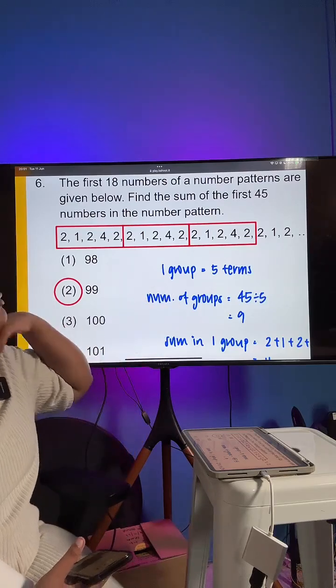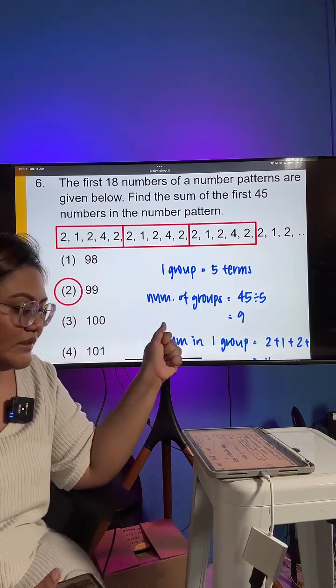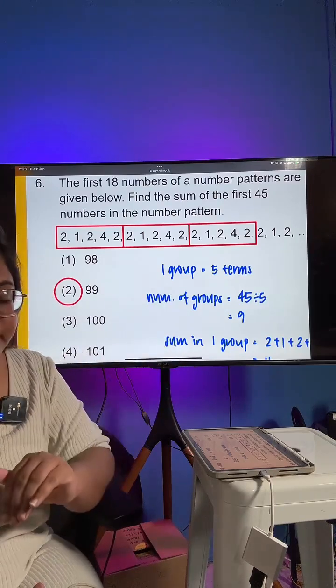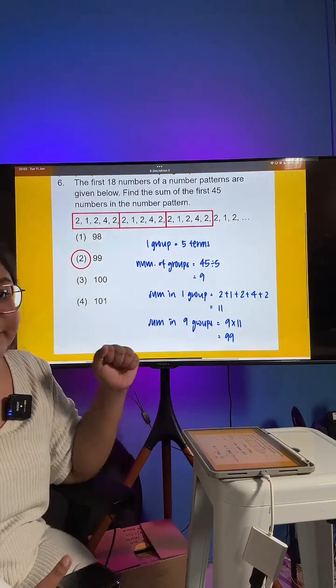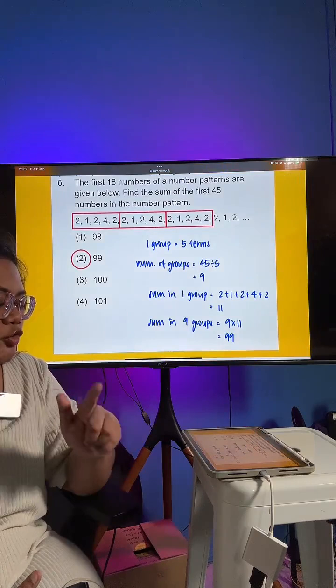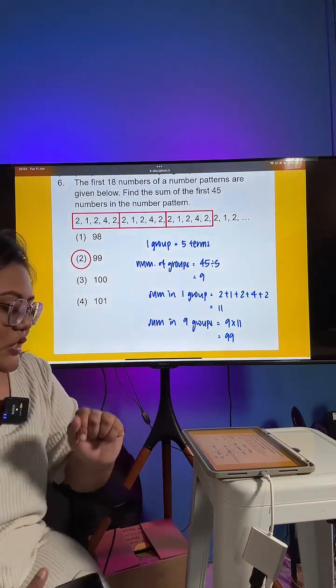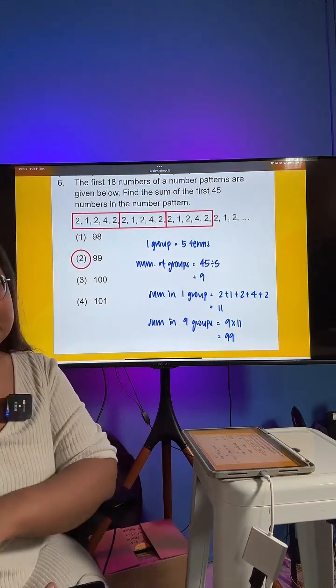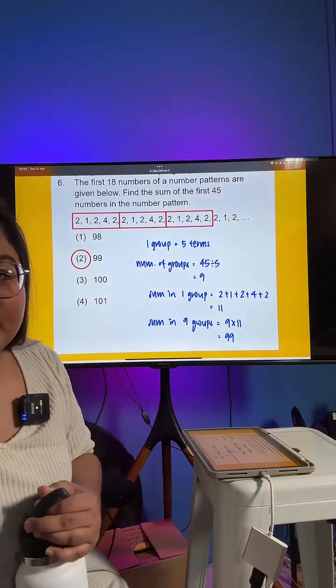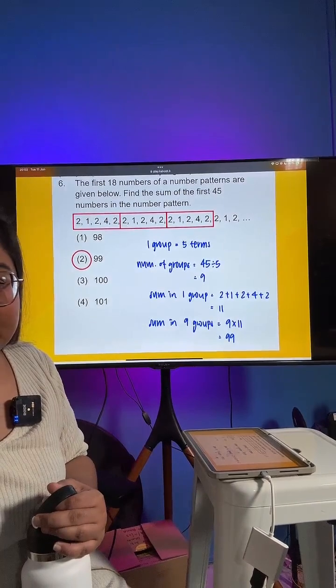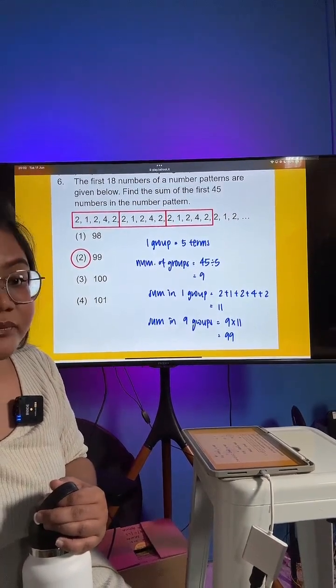Then for the number of groups, here we have 45 numbers divided by 5 numbers. I got 9 groups in total. So look for the sum in one group and multiply that by 9. Okay, so 2, 1, 2, 4, 2 add up to give us 11. So 9 times 11, that will be 99. Okay? Everybody good? For those of you who didn't understand at first, I hope you understand now.